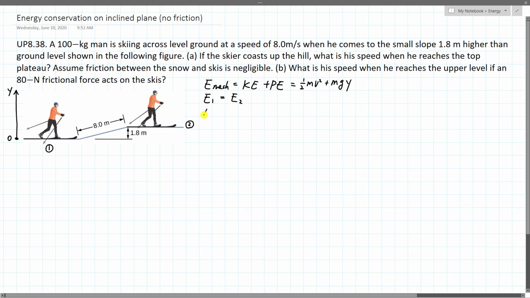So now I can write down what is E1. E1 is going to be these two terms: 1/2 m v1 squared plus mg y1. Realizing that my origin is at this height, this skier has 0 height, so it is just 1/2 mv1 squared plus mg times 0. So I'll just toss this term and I have 1/2 mv1 squared. We know the mass of the person is 100 kilograms. We know the speed is 8, but I'm not going to plug in the numbers just yet.